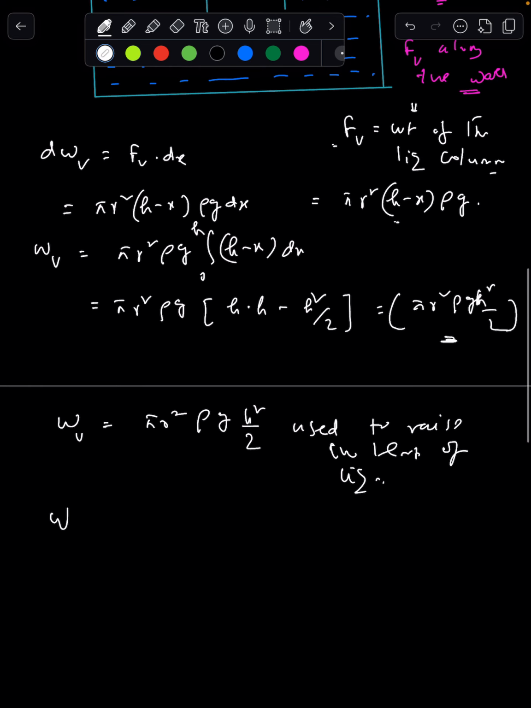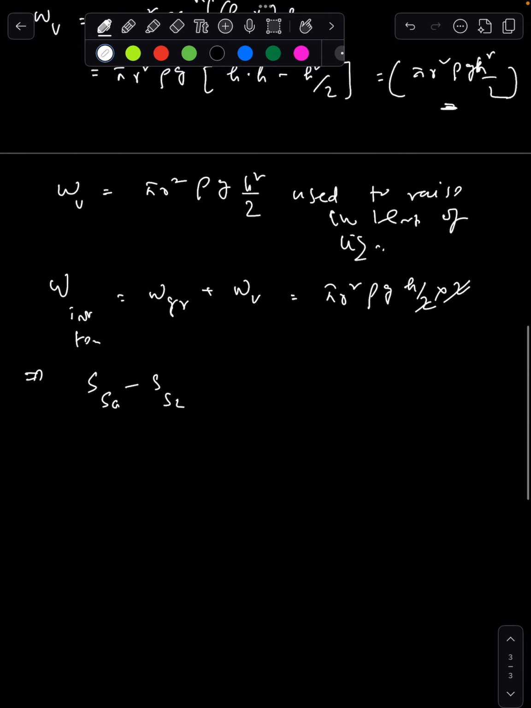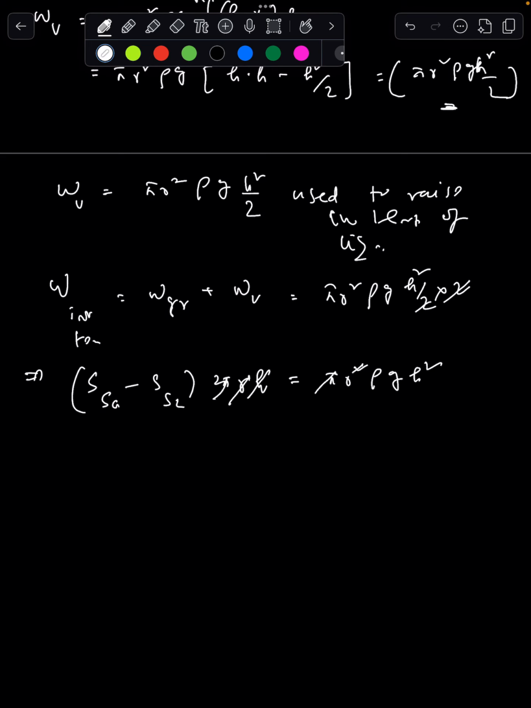Now if I want to check this, work done by interfacial tensions is equal to work done by gravity plus work done by viscous force. There is coming how much? Pi r square rho g h square by 2 into 2. 2 gets cancelled. What is the work done by interfacial tensions? We have earlier. This value is this much. That is equal to (S_sg minus S_sl) into 2 pi r into h, that is equal to pi r square rho g into h square. One r gets cancelled, pi gets cancelled, one h gets cancelled.